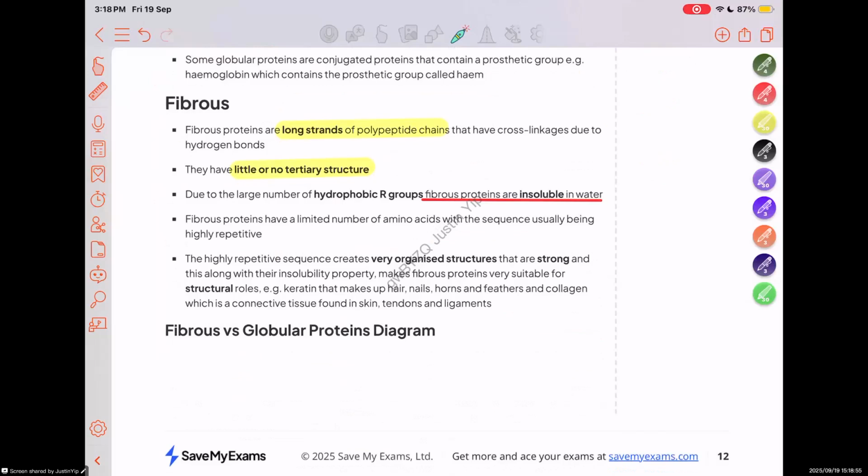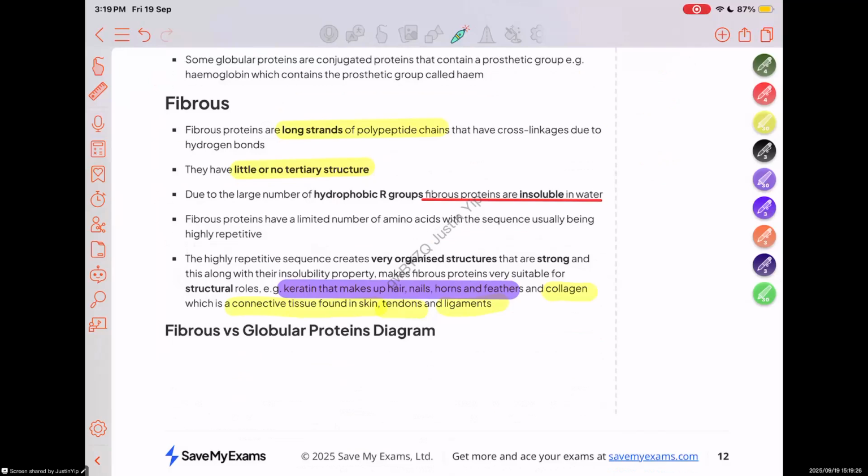After that, the highly repetitive sequence creates very organized structures that are strong, and these, along with their insoluble property, make fibrous protein very suitable for structural roles. For example, keratin makes up hair, nails, horns, and feathers in animals, while collagen is for connective tissue found in skin, tendons, and ligaments.